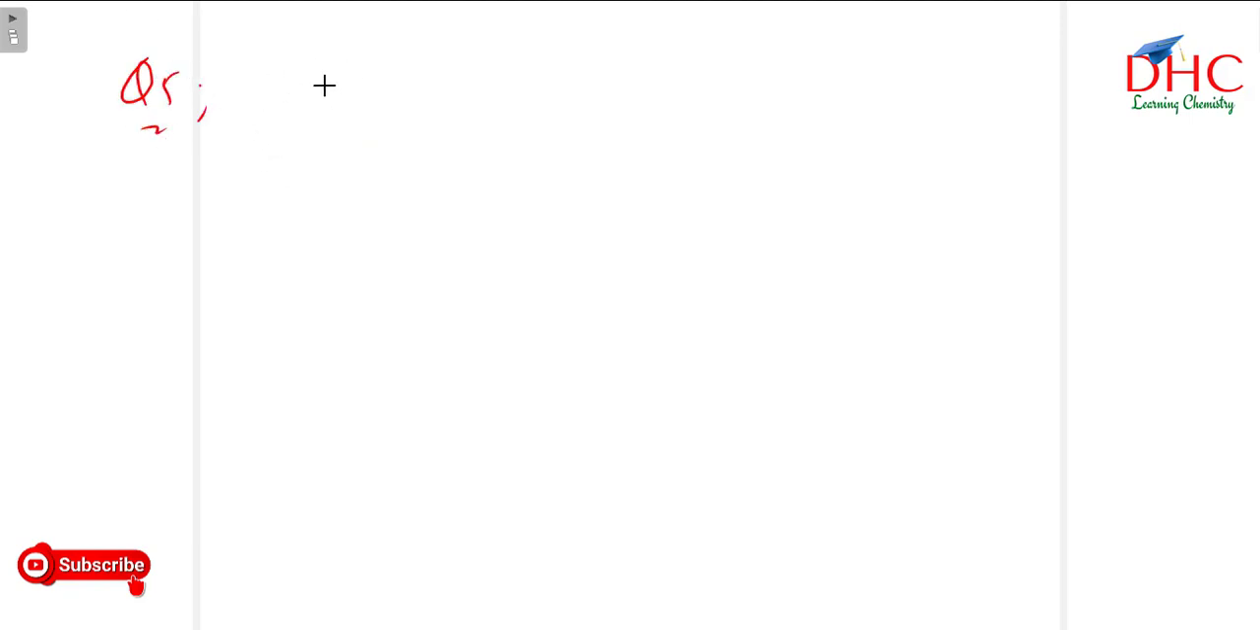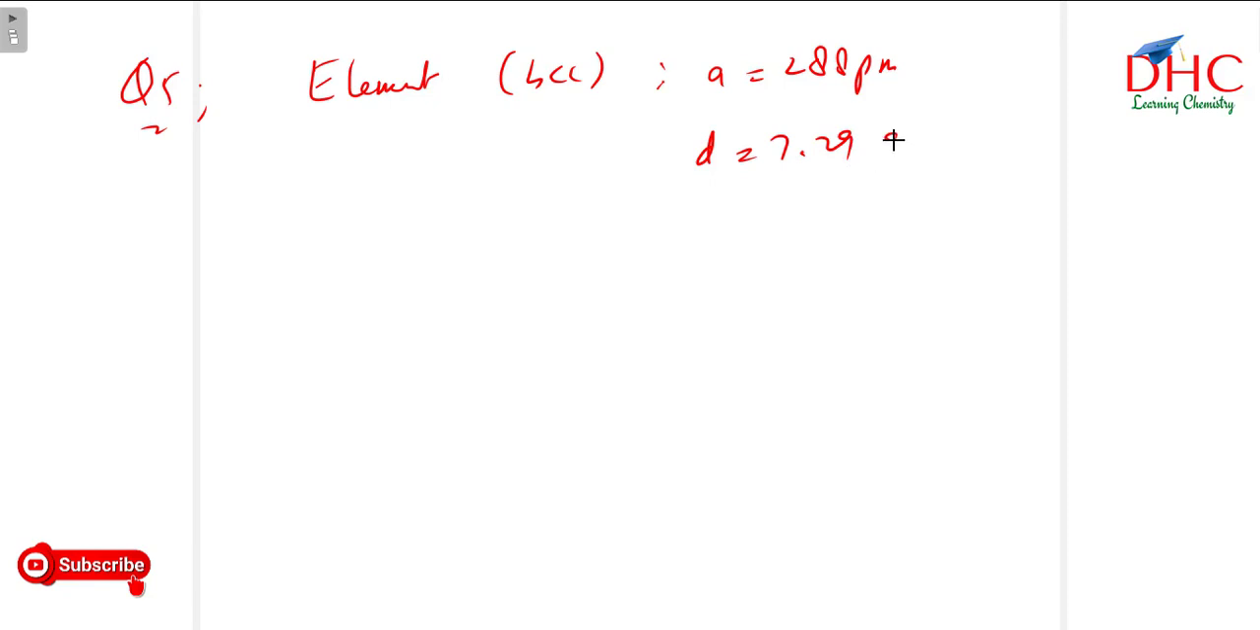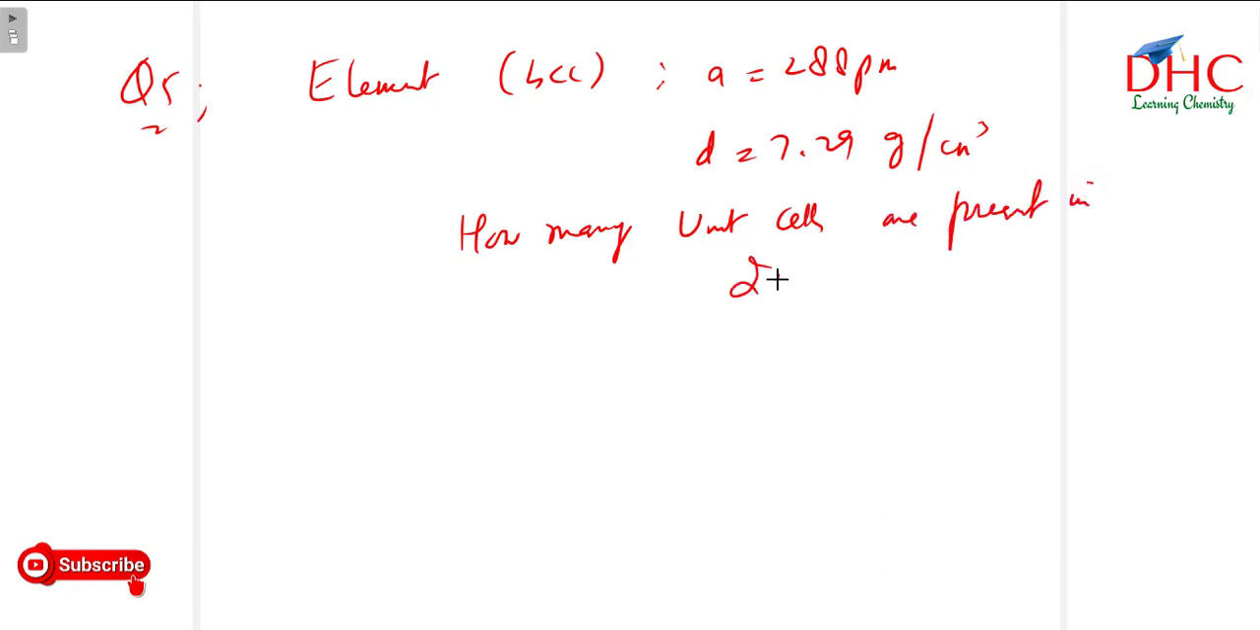एक एलिमेंट है आपके पास, you have an element that's having BCC lattice, BCC structure. तो उसका एज लेंथ जो है दैट इज गिवन, दैट इज 288 पिकोमीटर्स, और उसकी डेंसिटी जो है दैट इज गिवन 7.29 ग्राम पर सेंटीमीटर क्यूब. तो आपको क्या निकालना है, हाउ मैनी यूनिट सेल्स आर प्रेजेंट इन 208 ग्राम्स ऑफ एलिमेंट. आपको बोला गया है कि आपके पास 208 ग्राम्स एलिमेंट के हैं, उसमें कितने यूनिट सेल्स होंगे.